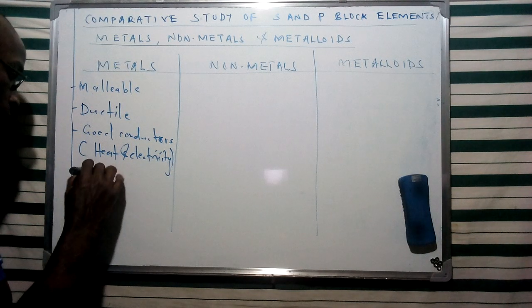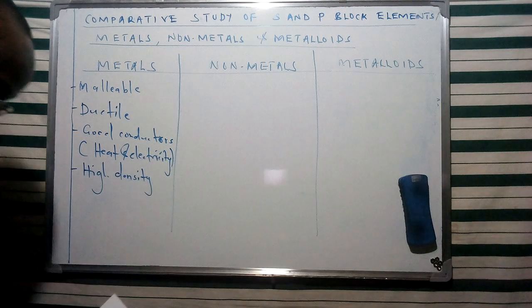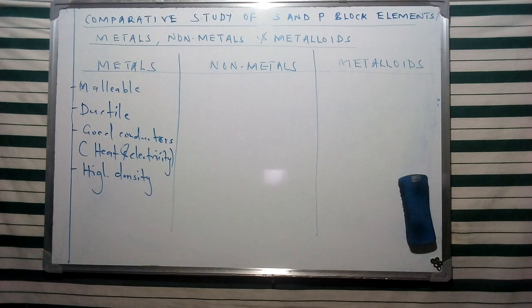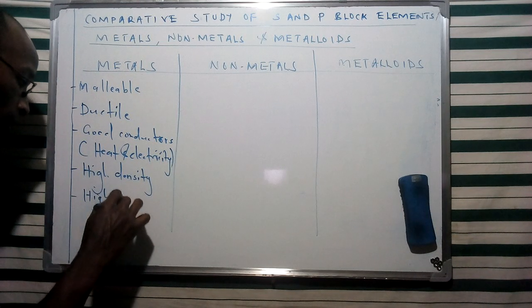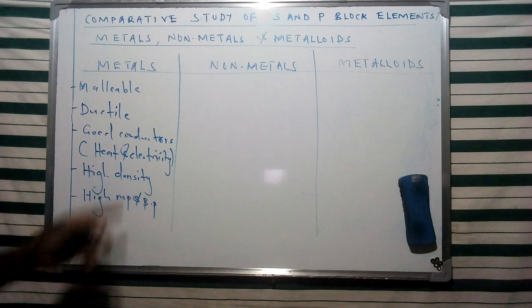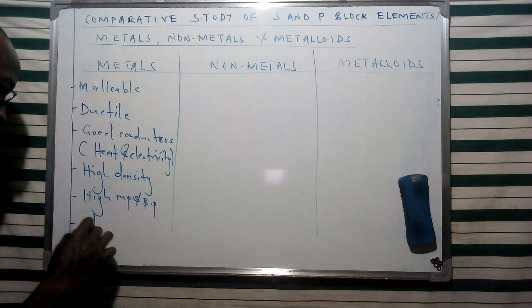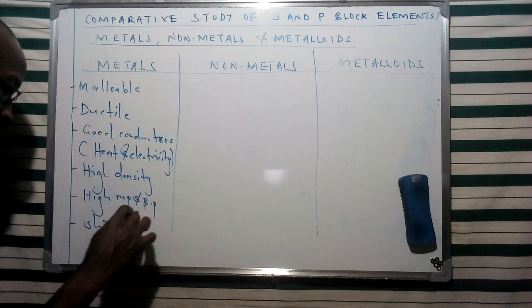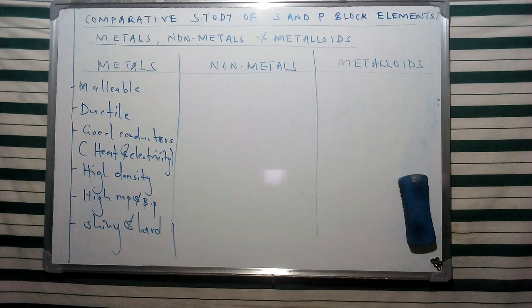Now, metals are also going to display high density as compared to the other two groups which we have given on the right side of the board. They are also going to have high melting and boiling points, and of course, this is due to their being hard, high density elements. And then physically, they're going to be shiny and of course hard in nature. So these are some of the properties which we are going to come across for these metals or metallic elements in our periodic table.